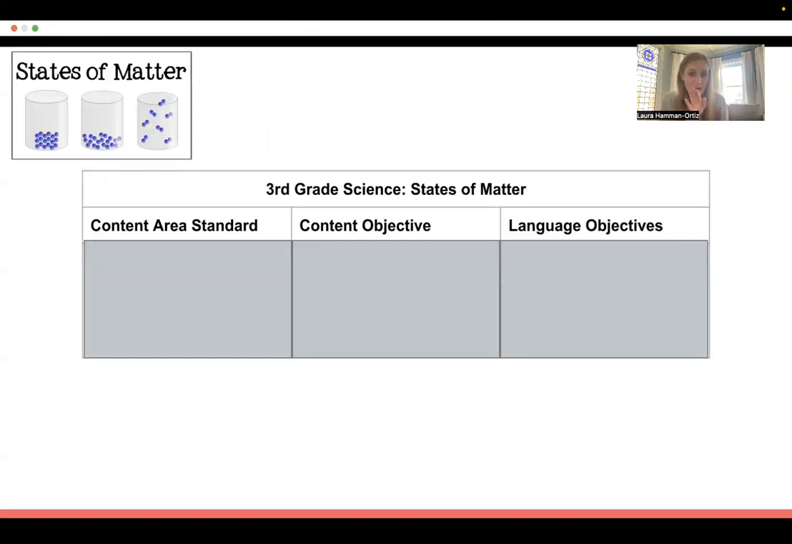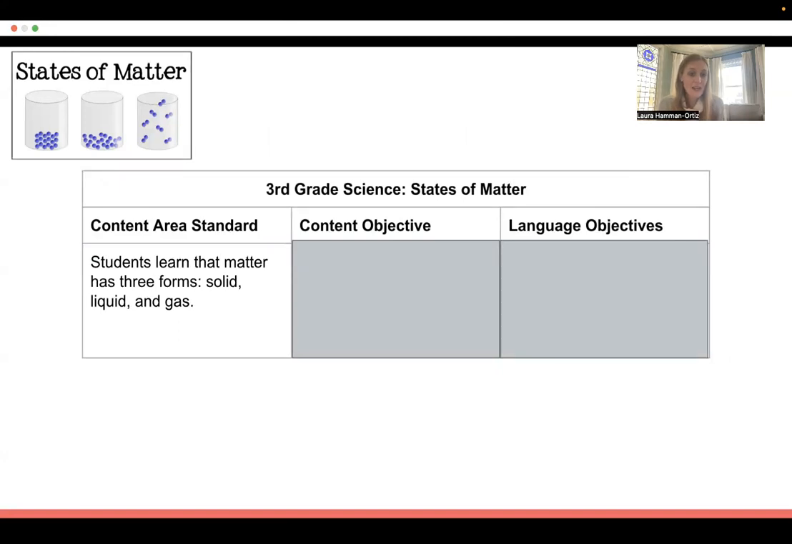For each of these, I'm giving you the content area standard first to show you that I am connecting it to a standard. So a standard for 3rd grade science. And then I'll show you a sample content objective for a lesson and the language objective that we would be working on in that same lesson. So in a 3rd grade science lesson on states of matter, the standard that we might be working toward is students learn that matter has 3 forms: solid, liquid, and gas. Now, this is something we might be working on for several lessons, right? That's like a big learning standard.